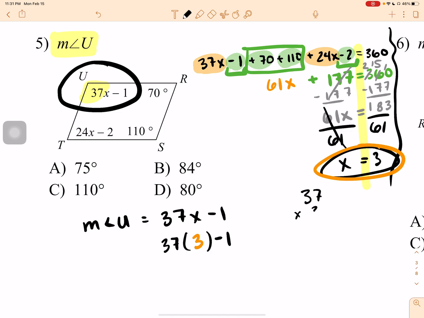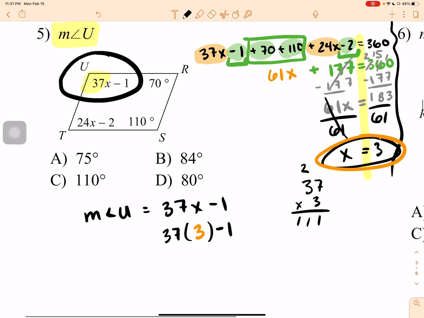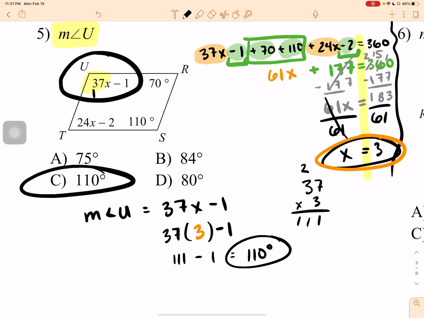So 30, again, please use your calculator, it's faster. I'm just doing this because I can do this relatively quick in the video. 9 plus 2 is 11, so this is 111 minus 1, 110. So this one was a quadrilateral actually, but it's a parallelogram as well. Because if that's 110 and that's 110 and that's 70, then this one must also be 70 in order for them to all add up to 360.